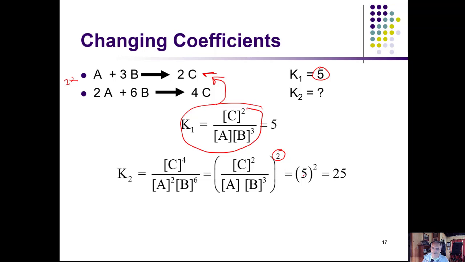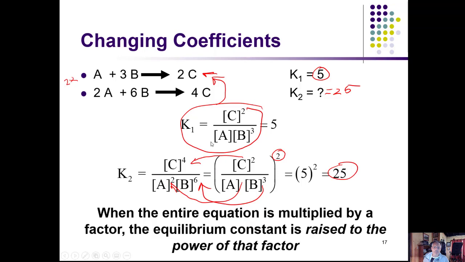In this case, it's going to be 5 squared, which you guys know is 25. So think about it this way. 2 times 2 is equal to 4. 2 times 3 is equal to 6. And 2 times 1 is equal to 2. All right, so that's all you have to do. So if you have a multiplier, when the entire equation is multiplied by a factor, the equilibrium constant for the new reaction is raised to the power of that factor.